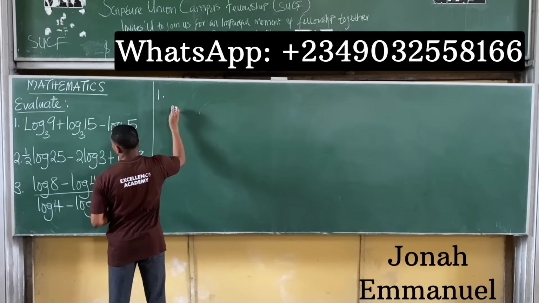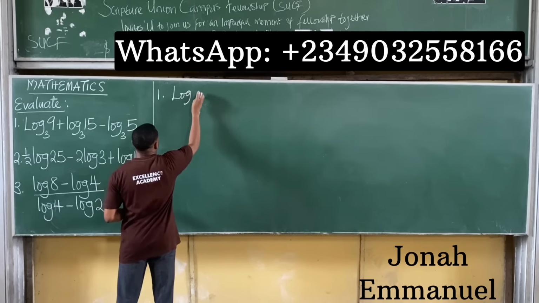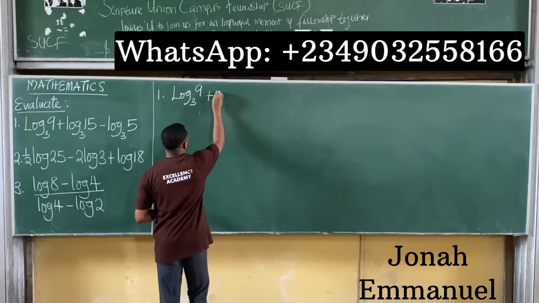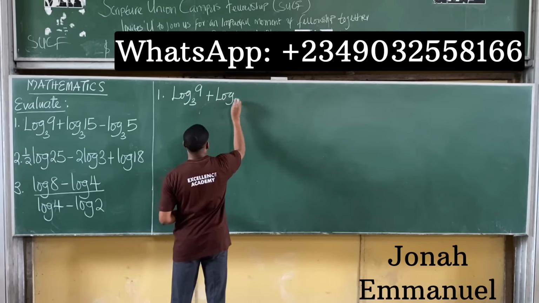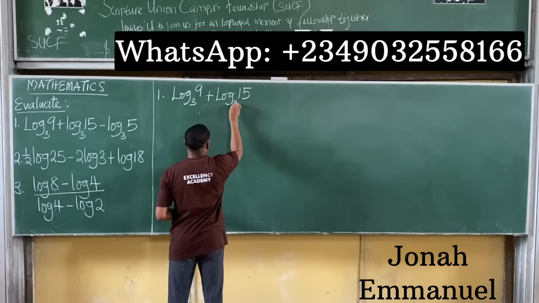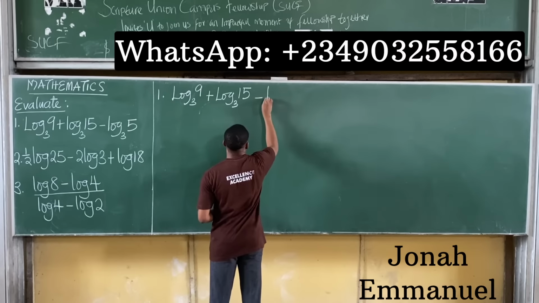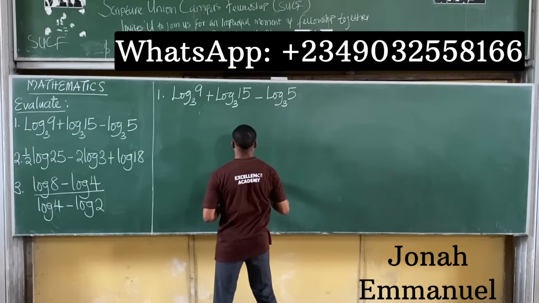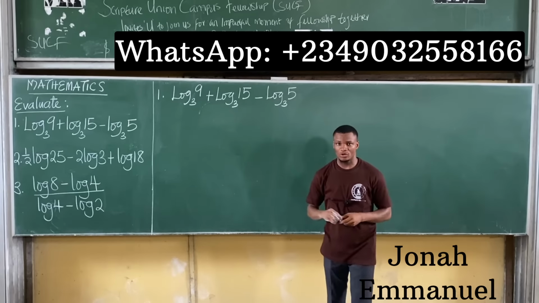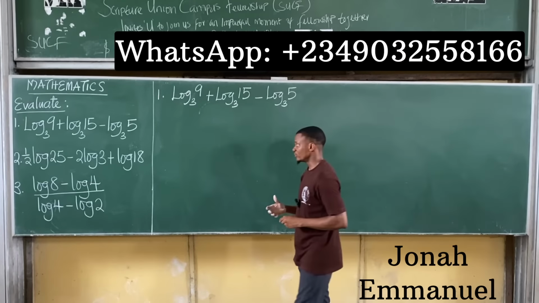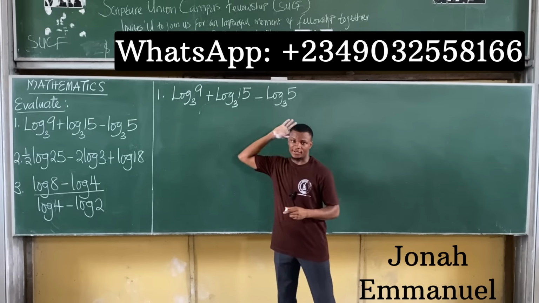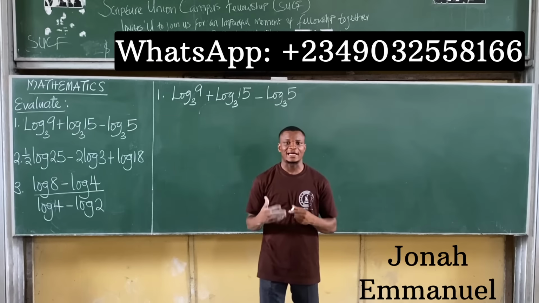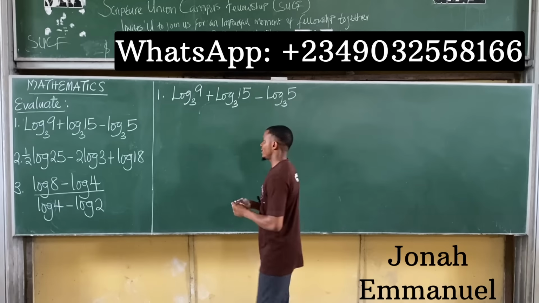Question 1: I have the log of 9 to base 3 plus the log of 15 to base 3 minus the log of 5 to base 3. I'm asked to simplify this. Now, what do I do here? The idea is very simple. First things first, if I look through these, they all have the same base. Since they have the same base, it means I can work them out. So let me work this out.